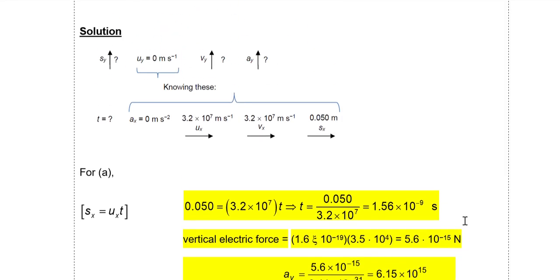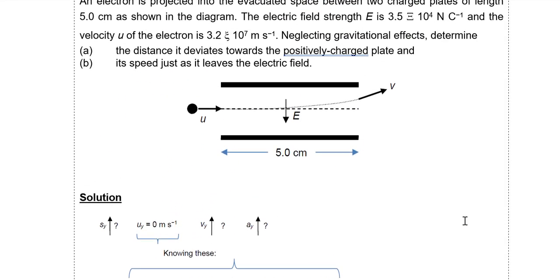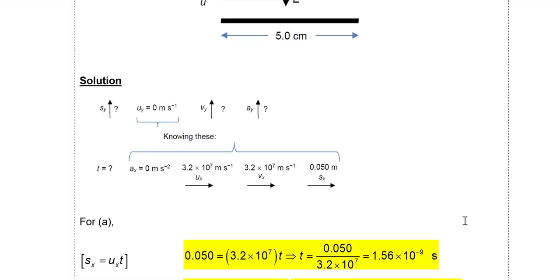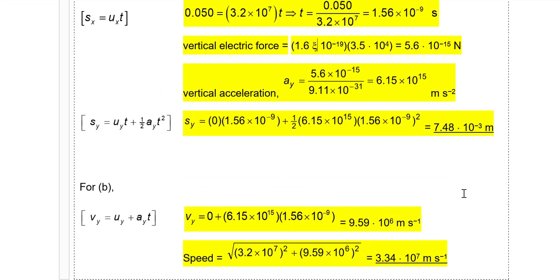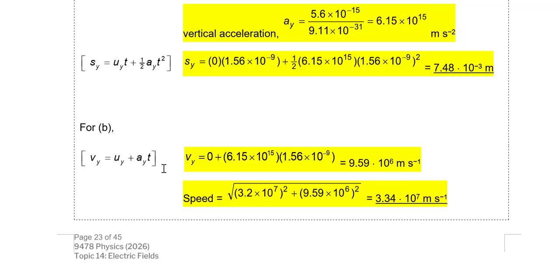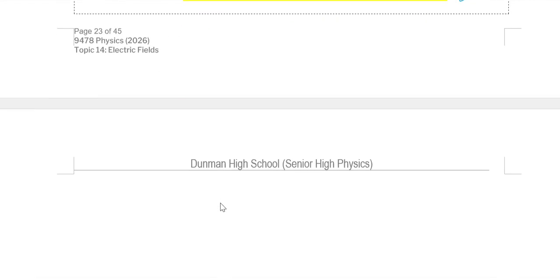For B, speed as it just leaves the electric field, so I want to find Vy now. To find Vy, you can again use your kinematics. I don't think this is too difficult. Then, of course, this is only the vertical aspect, as you remember from your kinematics. Your horizontal is the same as what is given earlier. And then you calculate the resultant to be this one, which is this value over here. All right, we'll move on to the appendix now.